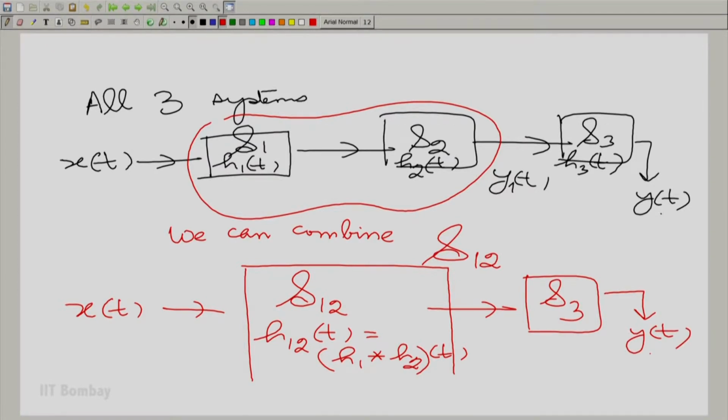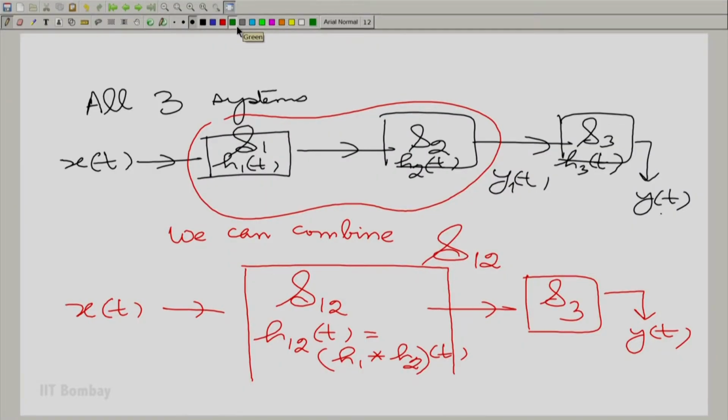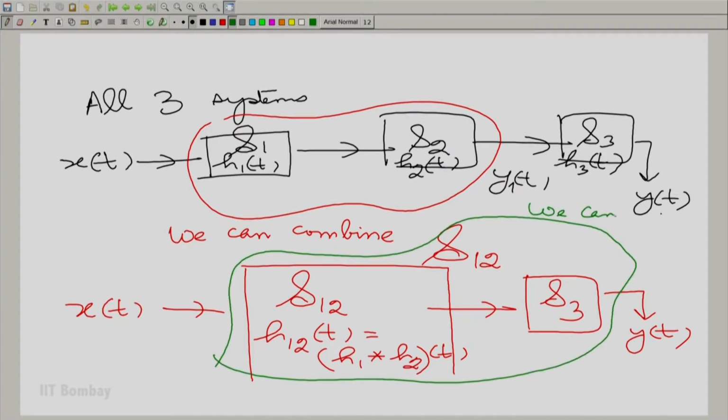Now, we shall show here that we can permute. So far of course, we have combined two of the systems into one, and now again we have two systems in cascade. So, we can have the same argument. The overall, you can combine all the three systems into one system. We can do that. Let us do that now. We can combine this and this too by the same argument.